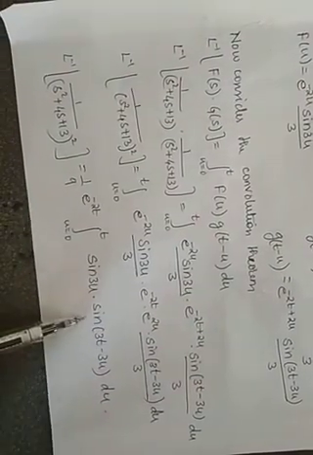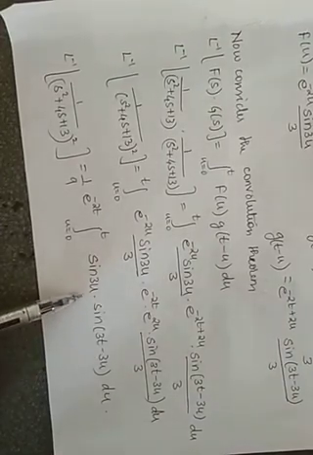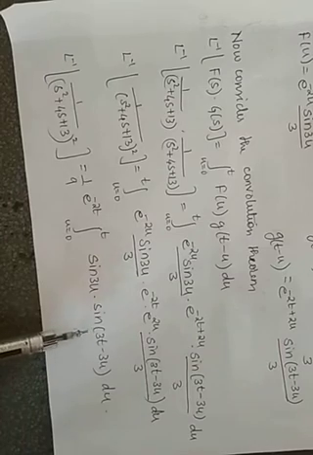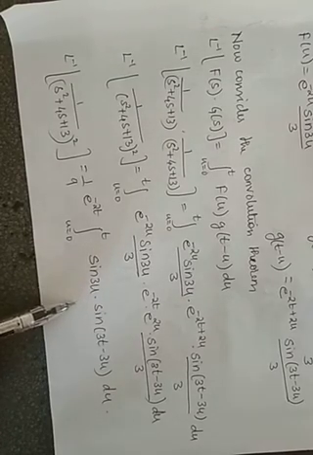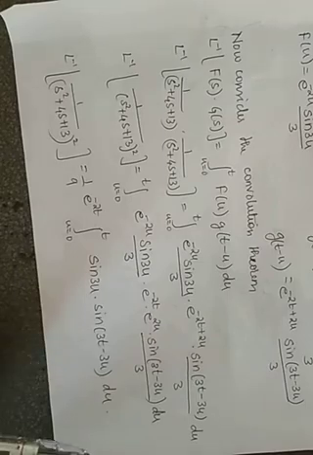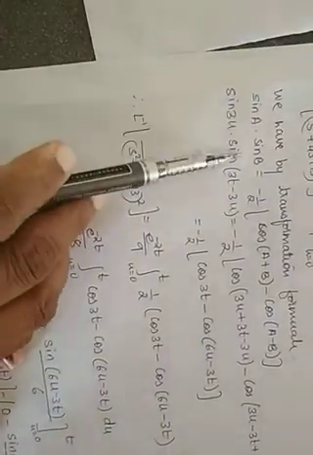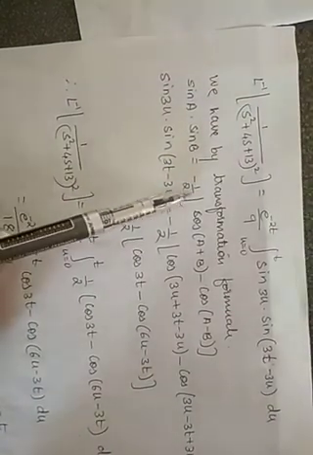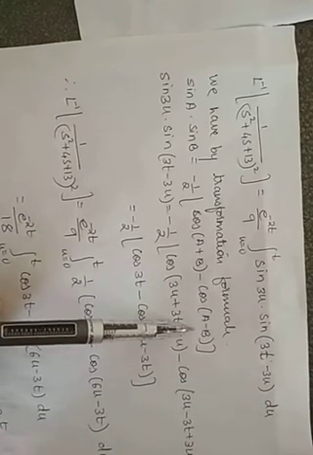We need to integrate. Now how to integrate this function? If you observe here, it is a product of two trigonometric functions. We cannot apply Bernoulli's rule nor integration by parts. Why? Because both the functions are trigonometric functions. So to start, again I have to apply the transformation formulae. What is the sin A into sin B formula given? It is minus 1 by 2 cos of A plus B minus cos of A minus B.